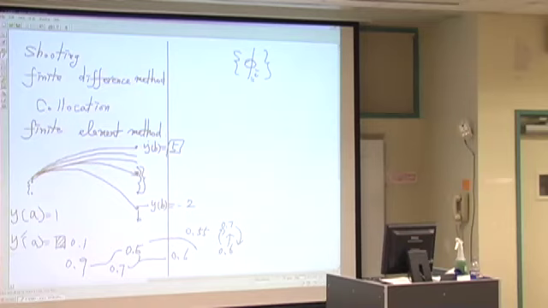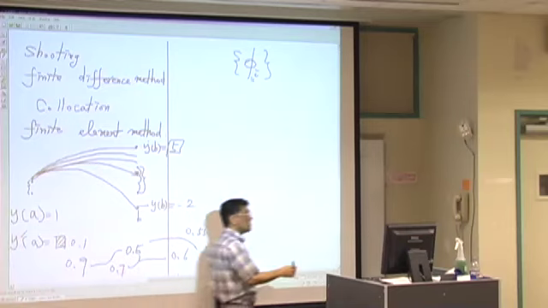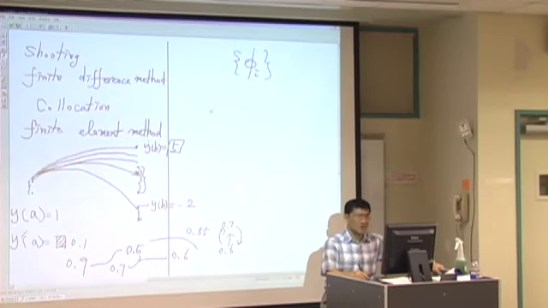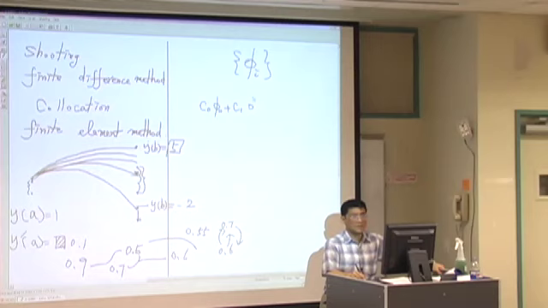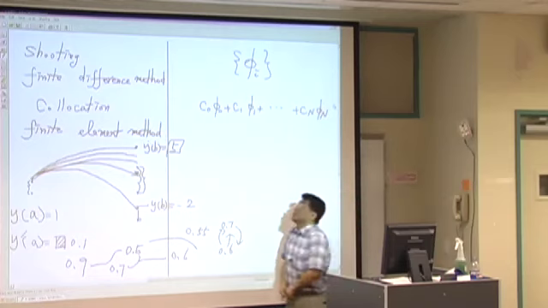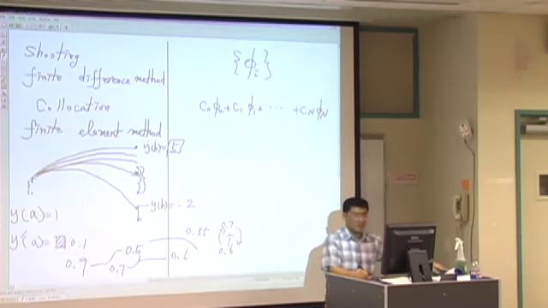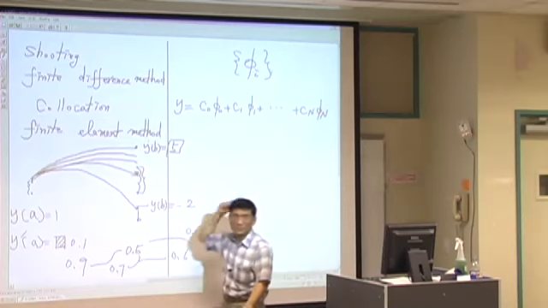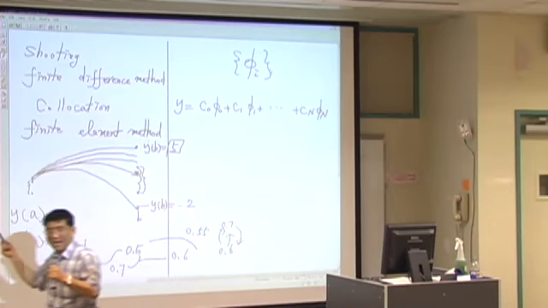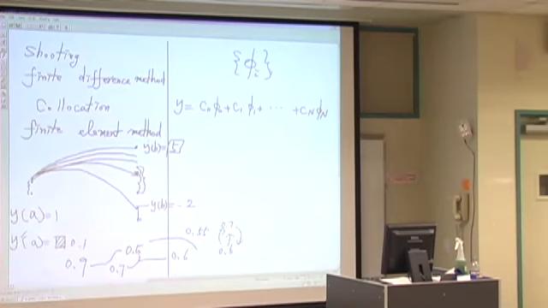Then, using these basis functions, we consider linear combinations, such as C0 phi0 plus C1 phi1 and so on, and then Cn phi n. We consider this kind of thing as the solution, right? So we use basis functions and determine C0 up to Cn to find the solution.